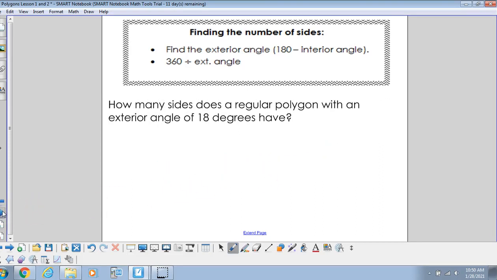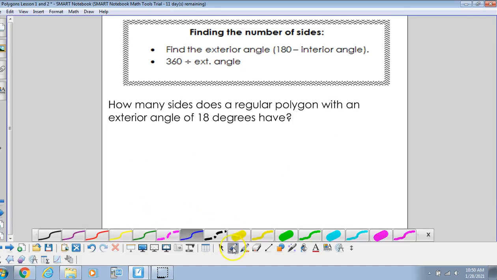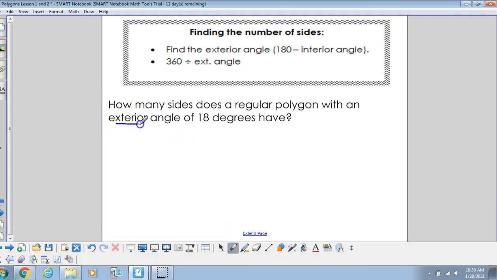Our next problem, how many sides does a regular polygon with an exterior angle of 18 degrees have? All right, we need to find the exterior angle. Well, in this case, they gave us the exterior angle is 18, so all we have to do is 360 divided by that 18. This figure will have 20 sides. All we have to do to find out how many sides a figure has is 360 divided by the exterior angle.